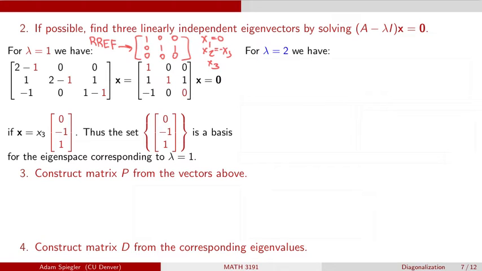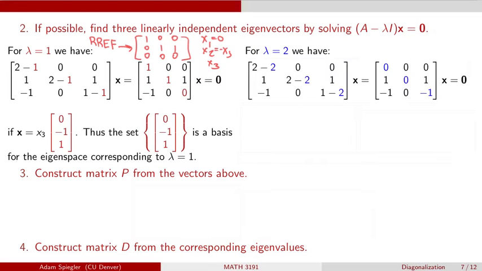And let's see if we have two other linearly independent eigenvectors from the one that we've just identified by looking at the eigenspace for lambda equals 2 in much the same way that we just did the analysis for lambda equals 1. So we set up the matrix equation A minus lambda I, where now our lambda is 2. So we subtract 2 from the diagonal entries, and we leave the off-diagonal entries alone.